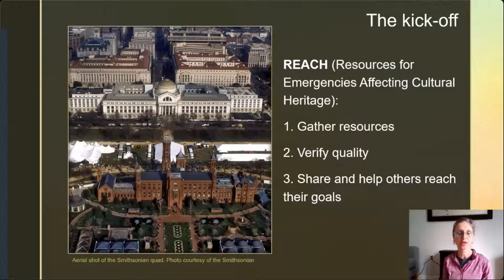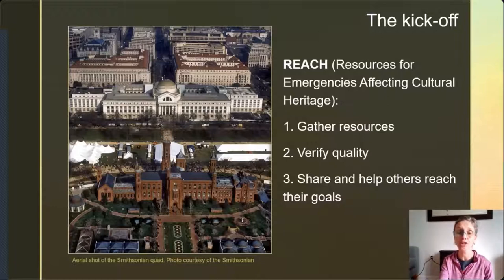This project was started by the working group called REACH, R-E-A-C-H. It stands for Resources for Emergencies Affecting Cultural Heritage. The kickoff meeting for the project happened in January of 2020, just before the start of the pandemic. The initial goal of the working group was to bring in all disciplines within the Smithsonian Institution to the table to work on emergency response. One of their motivations was that emergency management is a priority of good collections stewardship. And yet, few museum studies programs include a comprehensive overview of emergency preparedness and disaster response.